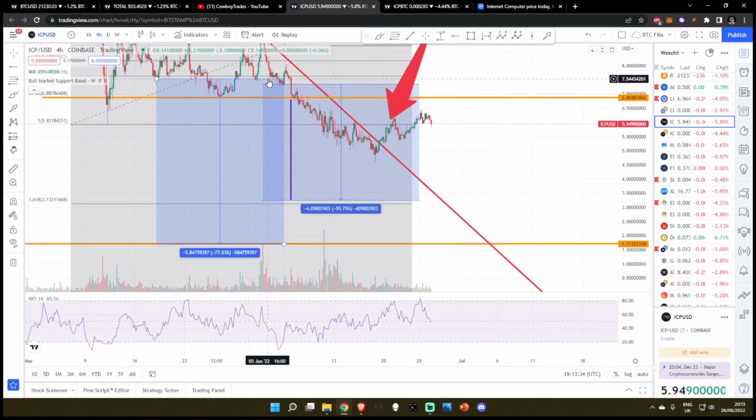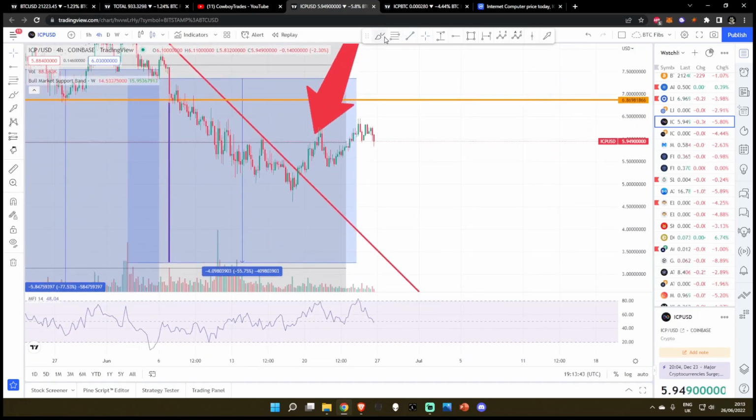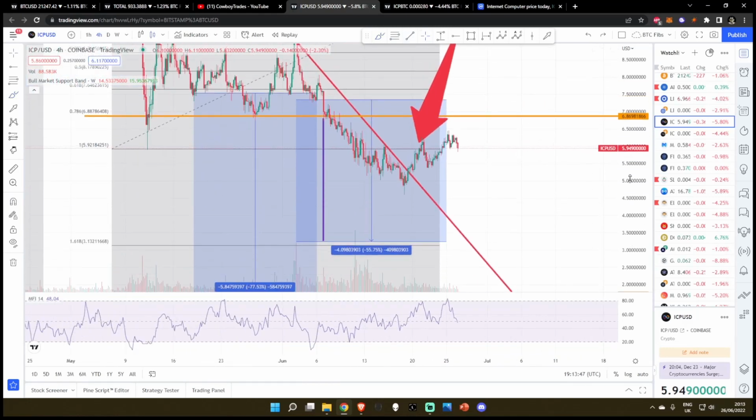Once again, we made this up here at $7.50. We came all the way down to $4.60, had a dead cat bounce. It looks, in my opinion, like we are solidifying a lower high. We are also forming an M in the lower time frame. So once again, just a quick update on the short term.